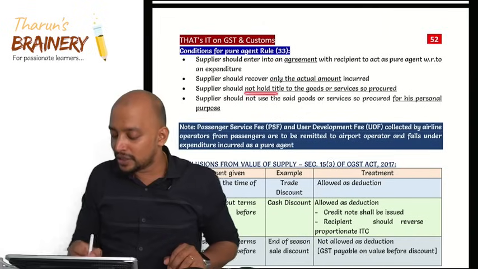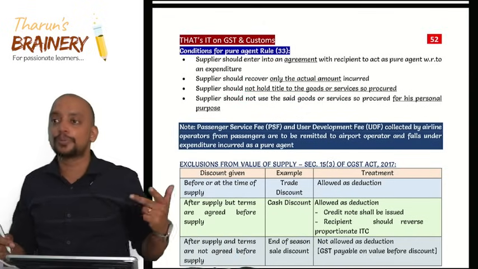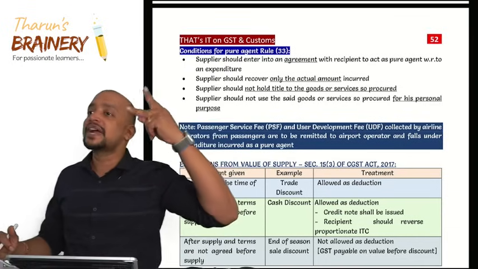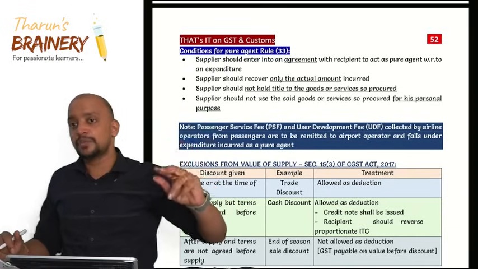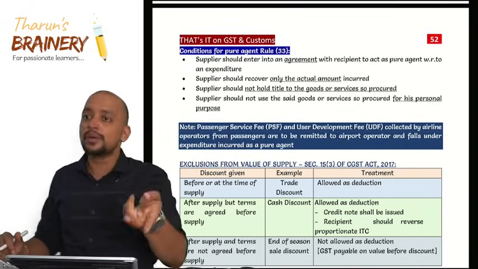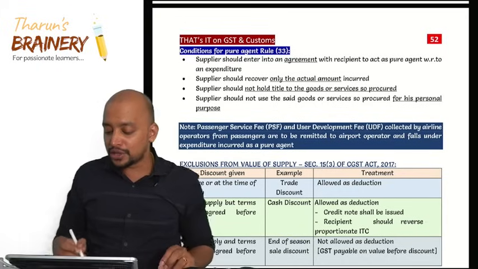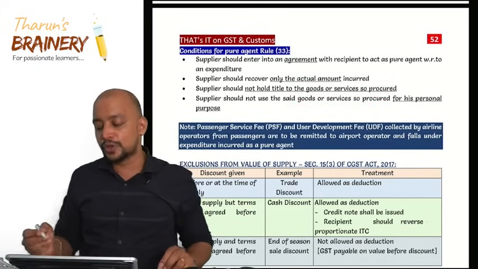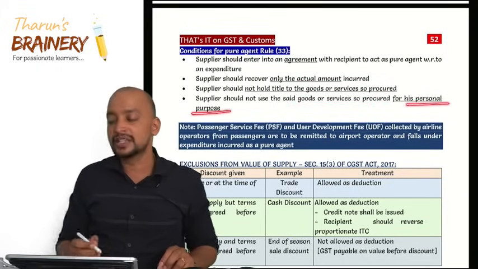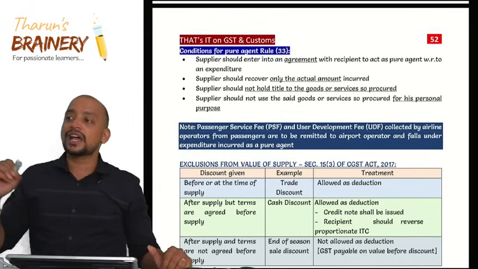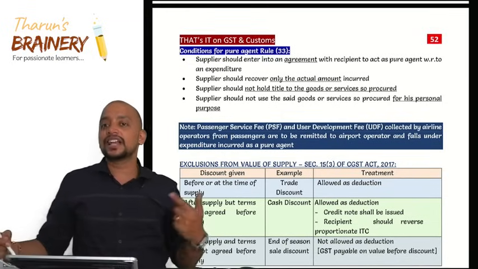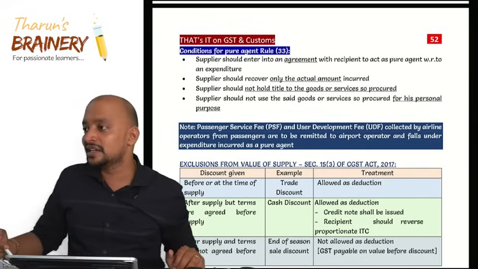Third, the supplier should not hold the title to the goods or services so procured. So that income tax paid receipt should not be in the name of the chartered accountant. That should be in the name of the client. And fourth, the supplier should not use the said goods or service so procured for his personal purposes. So the chartered accountant's own income tax, if it is paid and in turn recovered from the client, will not be coming under a pure agent.